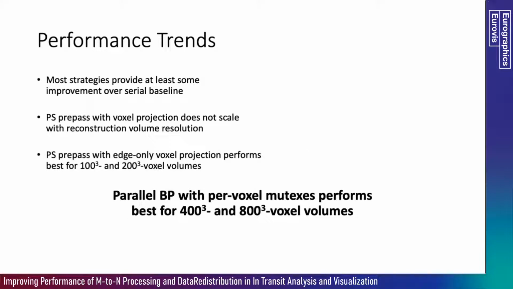But parallel back projection with per-voxel mutexes may be preferred for problems involving higher resolution reconstruction volumes. In these cases, for a fixed detector size and spatial extent, a higher resolution volume gives smaller voxels and thus smaller projected extents. This in turn leads to less contention for mutexes across the parallel rays. But it's important to note that different detector resolutions may influence the best performing strategy in both the high and low resolution cases. This exploration is left as future work.